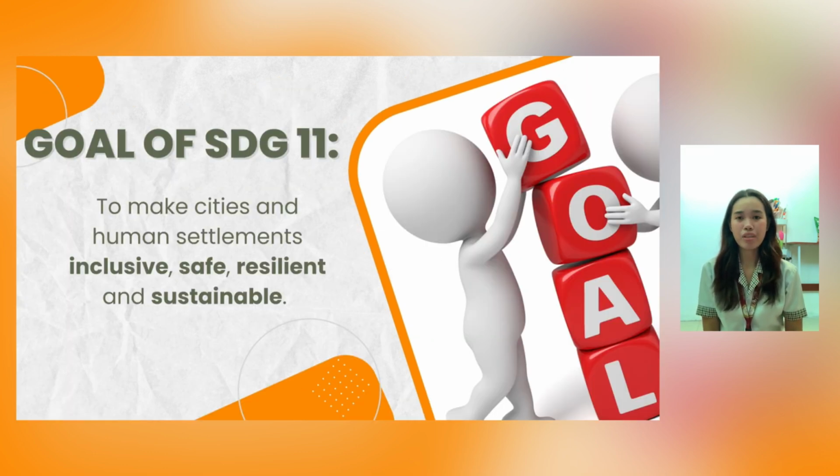In a world where more than half of the population lives in urban areas, Sustainable Development Goal 11 aims to make cities and human settlements inclusive, safe, resilient, and sustainable. SDG 11 calls for innovative solutions to transform our cities as it emphasizes sustainable urbanization, ensuring that everyone has access to safe and affordable housing, and upgrading slum settlements.